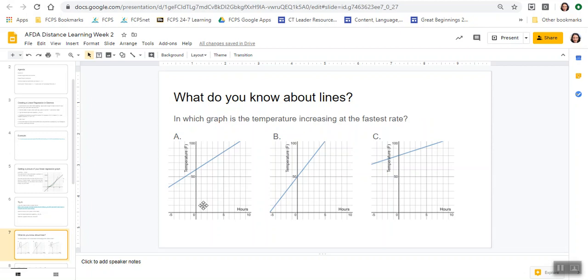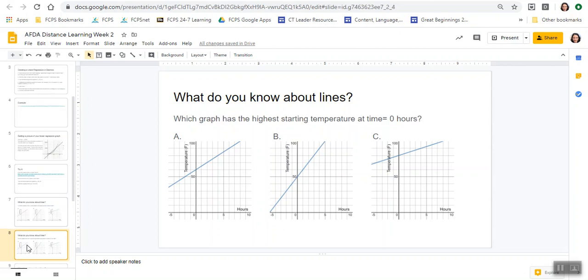Okay, so remember, when we're talking about how fast something's increasing, we're looking for the line that's the steepest slope. So this one is going up 10, but only going over 2. So this has a rate of 5 degrees Fahrenheit per hour. This one is going up 10 and going over 1. So this is increasing at a rate of 10 degrees Fahrenheit per hour. And this one looks like it's going up 10, but over 4. So this one's only going up 2.5 degrees Fahrenheit per hour. So the one that's increasing at the fastest rate is B. You should have chosen B.